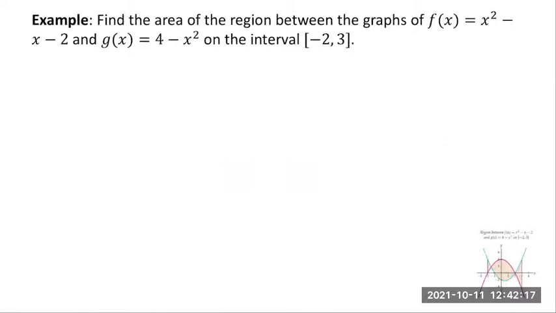Next, let's work on this particular example. Find the area of the region between the graphs of f of x equals x squared minus x minus 2 and g of x equals 4 minus x squared on the interval minus 2 to 3. By the way, here are the shapes of those two functions on that interval. This is the function 4 minus x squared, and this is the function x squared minus x minus 2. You are asked to find the area between those two graphs. That means this shaded area, this area, this area, and this area.